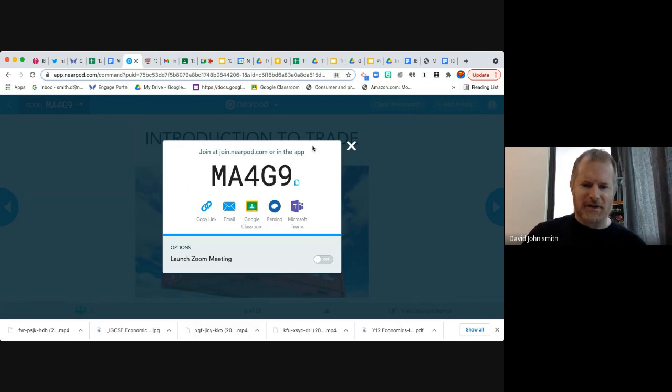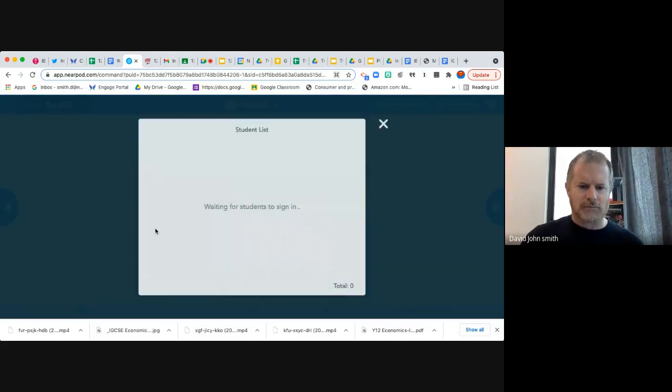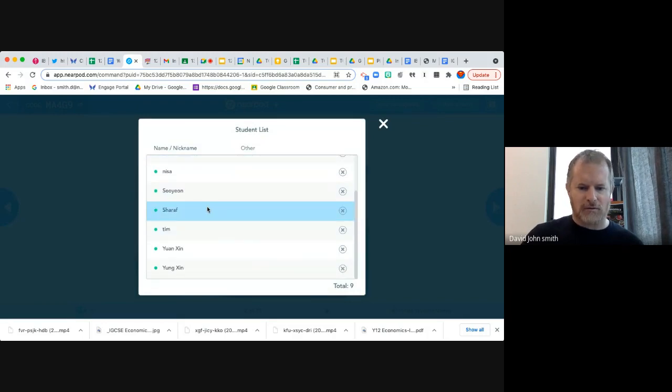All right, so MA4G9. If we could jump into the code for Nearpod, join nearpod.com. The code is, as usual, up here in the top left-hand corner. If we get lost, we can always pop it out, and I have posted it into the classroom. Good. You all arriving there.